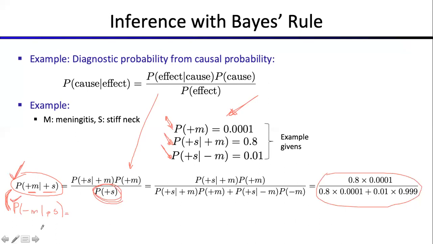And of course, in order to find out the probability of no meningitis given a stiff neck, you'll need to have more data values here in order to find out these values. Okay, I hope this is clear. Is there any confusion on this so far?